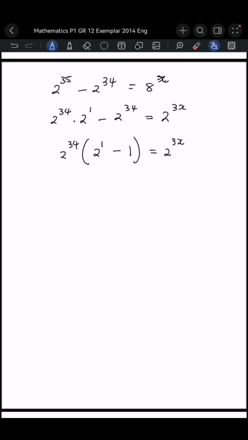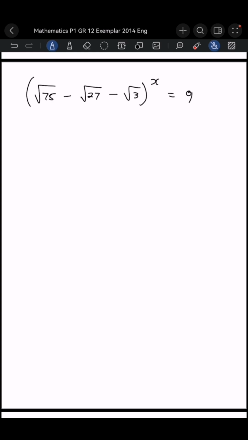Inside the bracket, we're going to be left with 1, which is going to be 2 raised to the power of 34 times 1 is equal to 2 raised to the power of 3x. We say 34, therefore, is equal to 3x. Therefore, x is equal to 34 divided by 3.